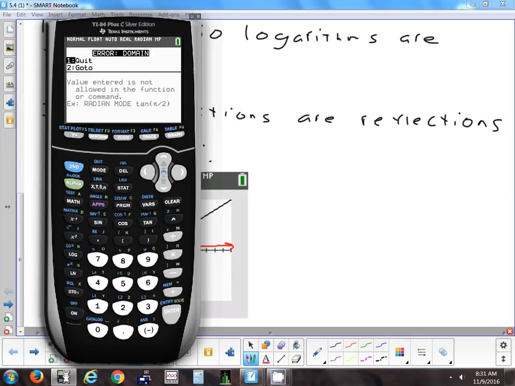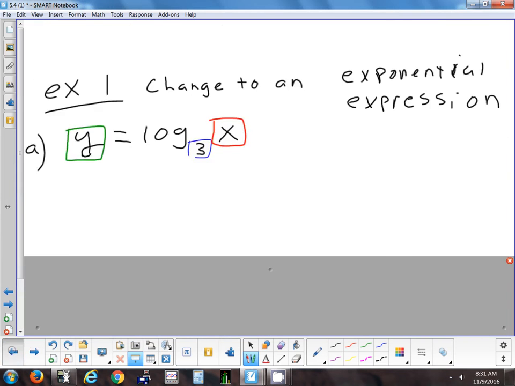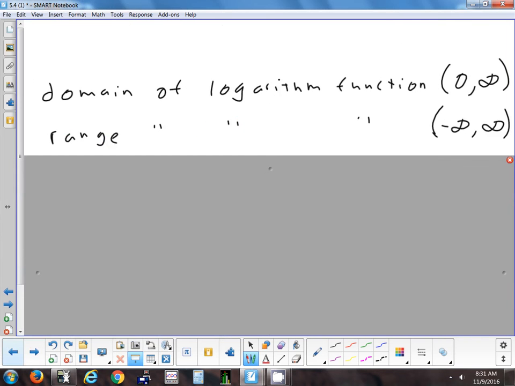So for our purposes, the domain is everything from 0 to infinity, not including 0, and the range is from negative infinity. It goes down forever, and it goes up forever. It goes up extremely slowly. It's almost going to look like a flat line, but it will keep going up very, very slowly. So that's where the domain and range come from.